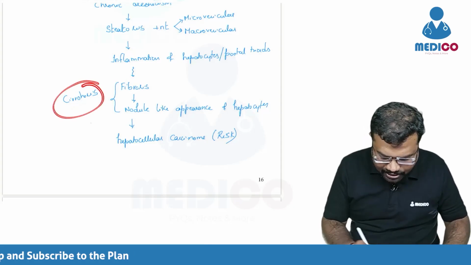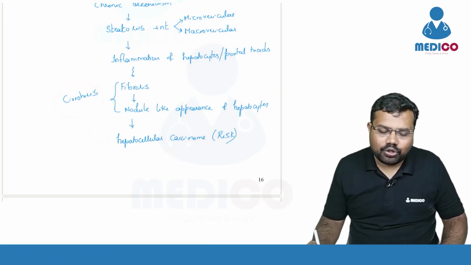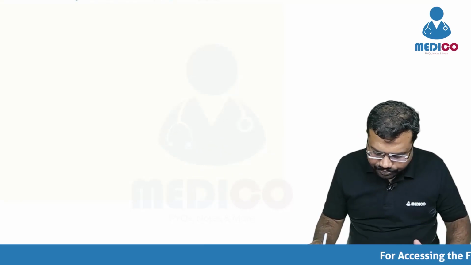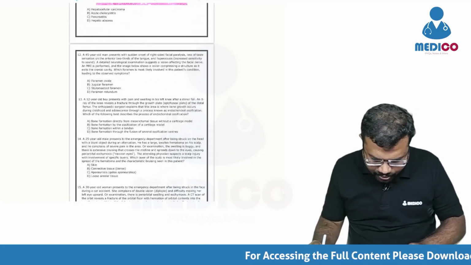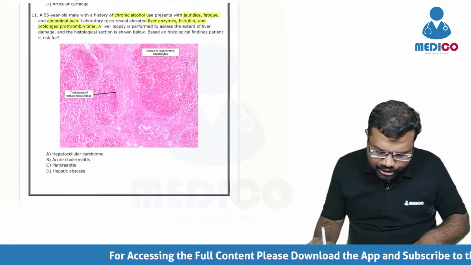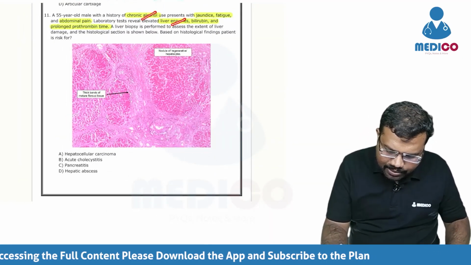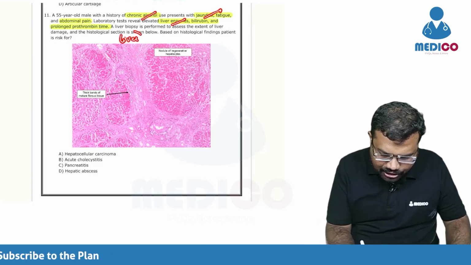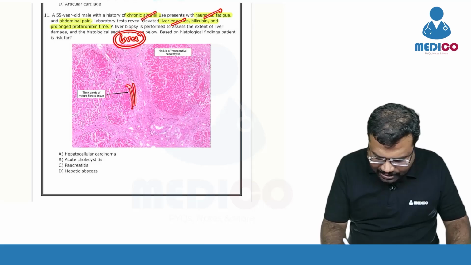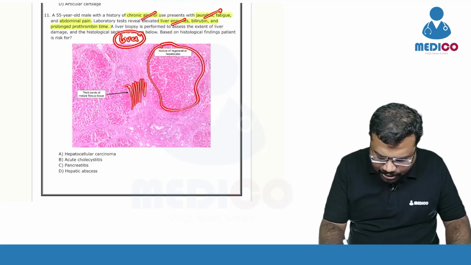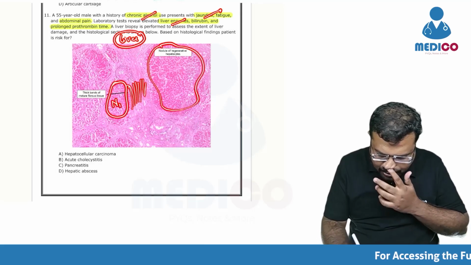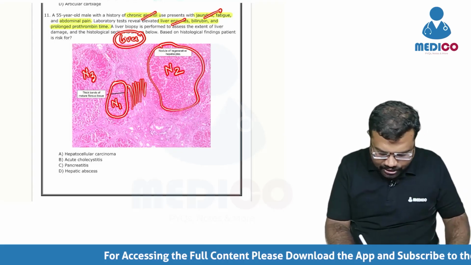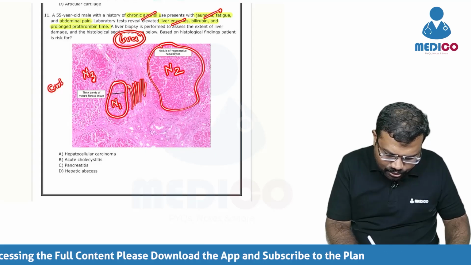So whenever cirrhosis is present, there is a risk for hepatocellular carcinoma. If we go back to the question, it was a chronic alcoholic, liver enzymes are elevated, and symptoms also support liver damage. The histological section shown is liver, and within the liver we see fibrosis and a nodular arrangement of hepatocytes. This is one nodule, this is another nodule, this is another nodule. These nodules are surrounded by fibrosis, and that condition is called cirrhosis.